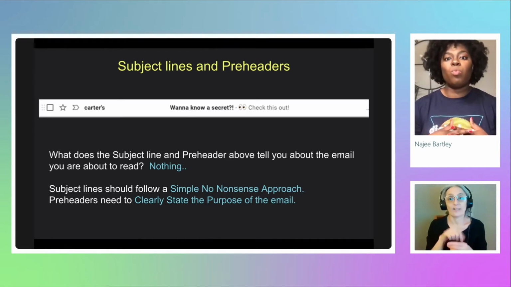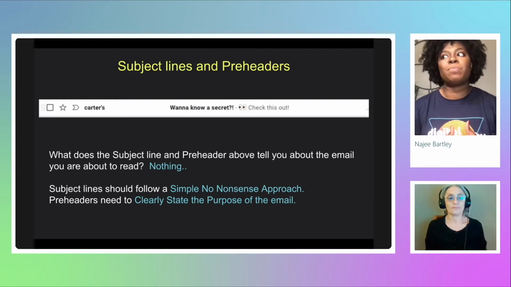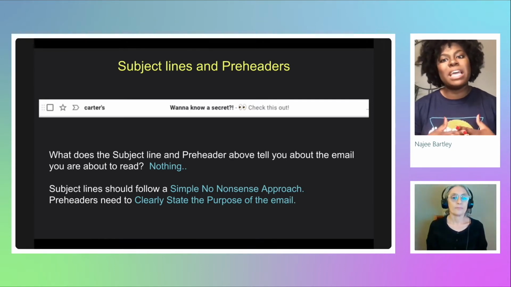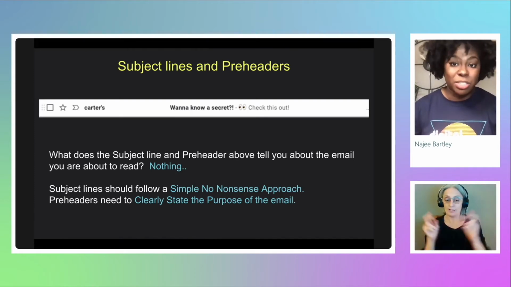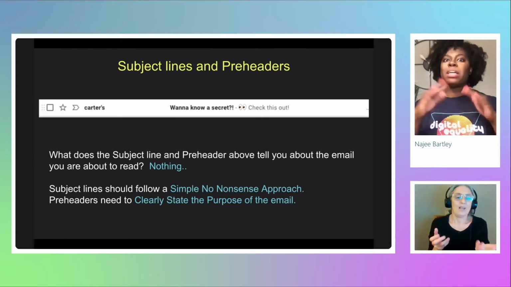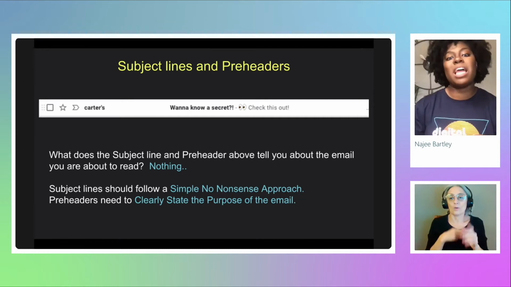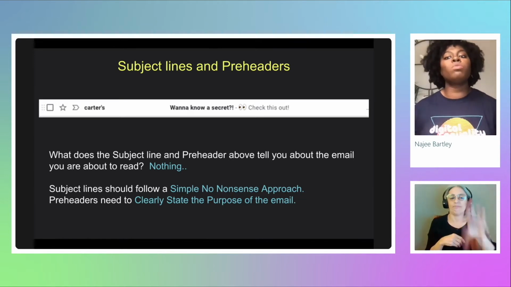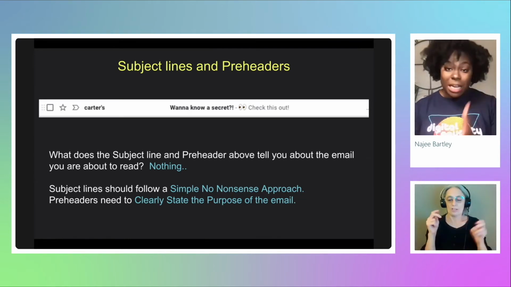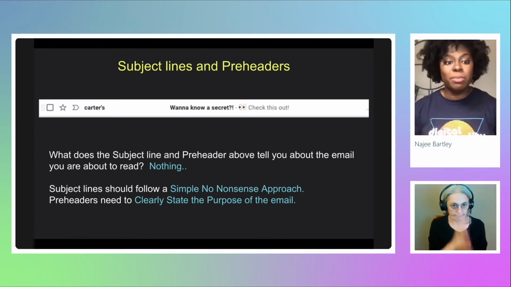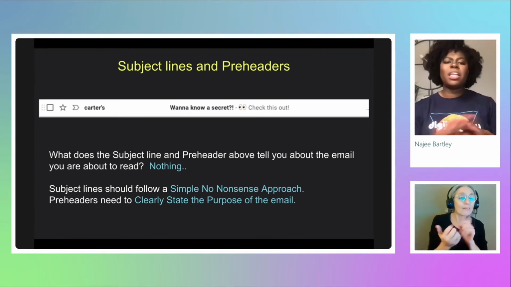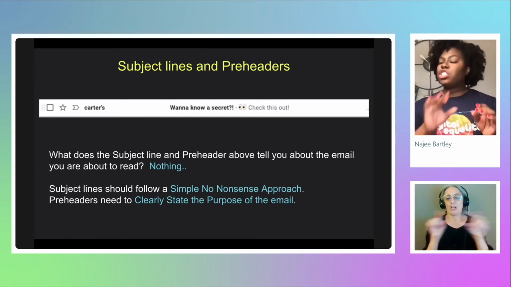So when we say that time is money, we don't even know what this email subject line is saying to us. We want to probably not do that. We want our subject lines to follow a simple, no nonsense approach. Tell me what you want. Say it. Put it out there. We don't have time to beat around the bush. And pre-headers need to be a clear statement of purpose. Just give me what you're trying to say.